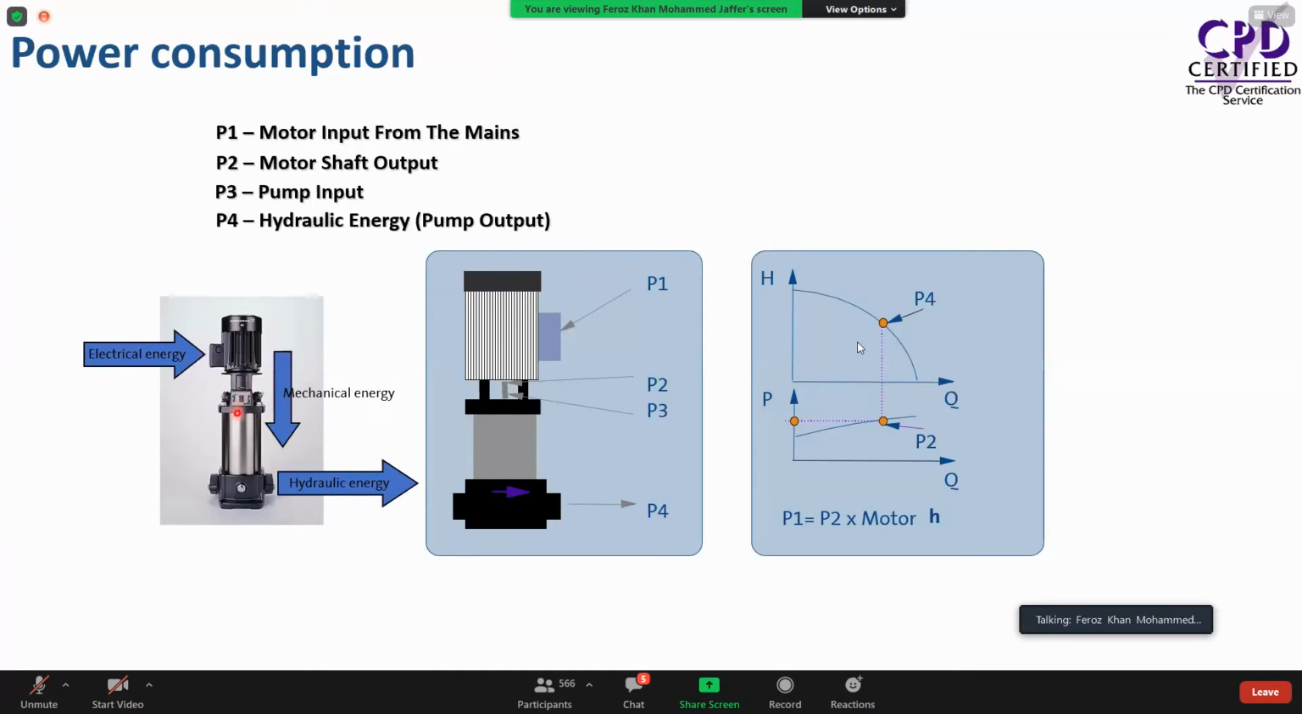And then we give P3 to the pump. We get P4 from the pump. Good. So from the curve, what we get is actually P4. And then on the power curve, we will be having 2 curves, but in the picture that we are seeing now, we have the P2 curve.